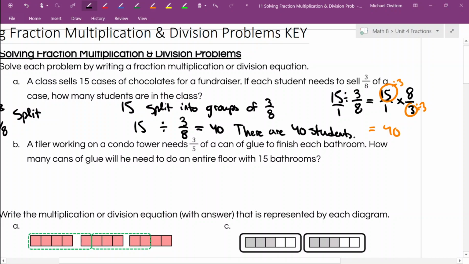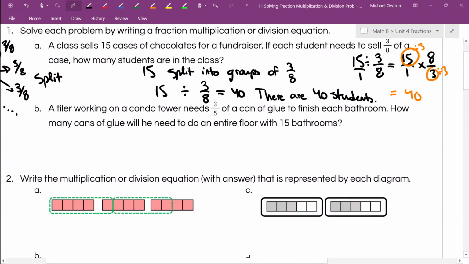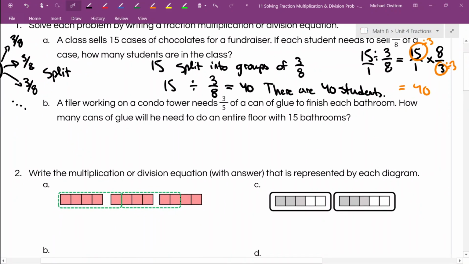And if you think about that, 40 groups, each selling 3/8 of a case, would in fact make 15 total cases being sold. On the other hand, in question B, we have a tiler working on a condo tower, needs 3/5 of a can of glue to finish each bathroom. How many cans of glue will he need to do an entire floor? So of course we know that he's got 3/5 in this room, another 3/5 in this room, another 3/5 in this room, and so on and so forth.